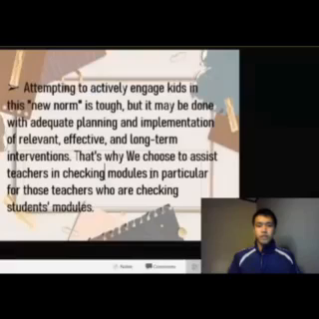Attempting to actively engage kids in these new norms is tough, but it may be done with adequate planning and implementation of relevant, effective, and long-term intervention. That's why we choose to assist teachers in checking modules, in particular those teachers who are checking students' modules. There are many more obstacles associated with modular learning, but these are the most common.